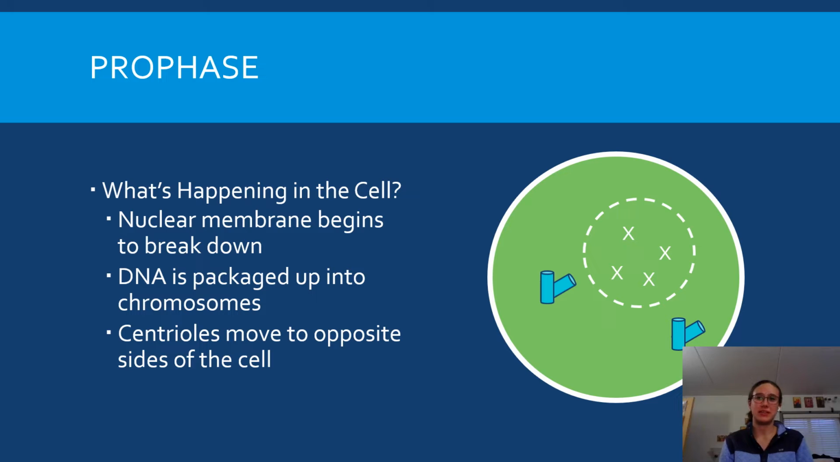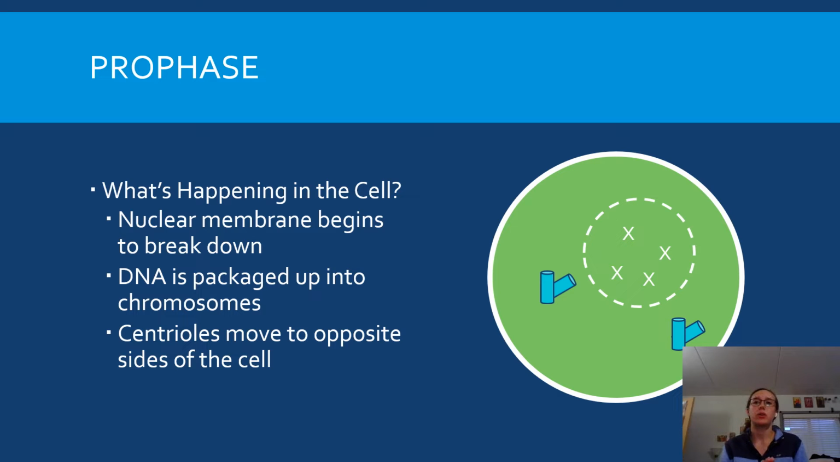Before it does this, it kind of looks like spaghetti. But we don't want it to look like spaghetti when the cell starts to divide because it'll be prone to breaking and falling apart. So it's going to have to package itself up into tight little bundles of information, which we call chromosomes.